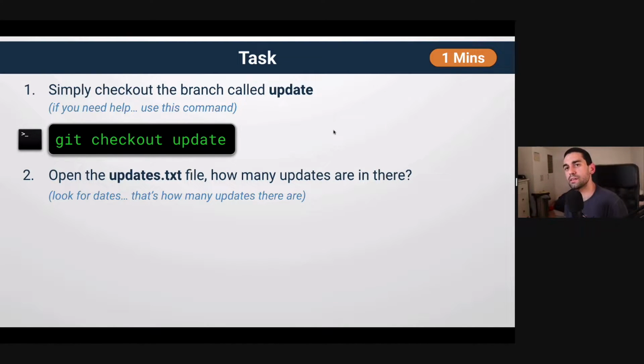Git checkout update to practice that checkout command. Again, we're taking that branch and we're sort of opening it up. We're looking in that branch. And I want you to open the updates.txt file. And how many updates are there? 2.